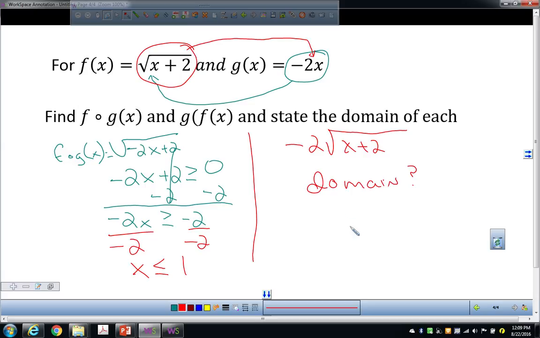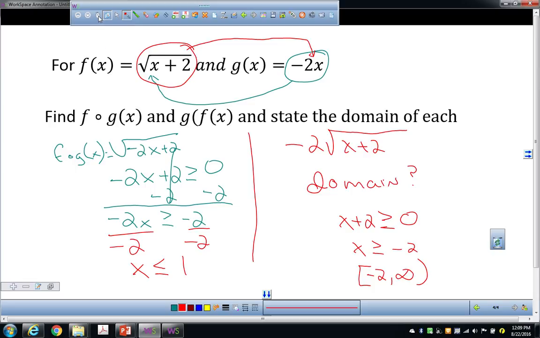Yep, x plus 2, right? X plus 2 has got to be greater than or equal to 0. So x has got to be greater than or equal to negative 2, right? Or like you said, you can write it like this also, negative 2 up to infinity, right? Like that. Right, square bracket means it includes the endpoint. Open bracket means it doesn't include the endpoint. Yeah? No? Okay, what else do we got here?